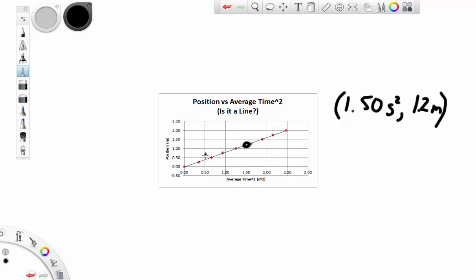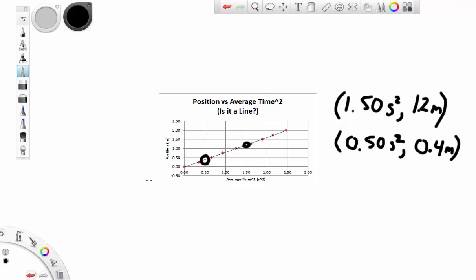That's kind of hard to do with the particular graph that I have here. The grid is not very fine, and unfortunately I can't work very well on this software with a finer grid yet. But let's take this point right here, which seems to be about 0.5 comma maybe 0.4. So 0.50 seconds squared, comma 0.4 meters.